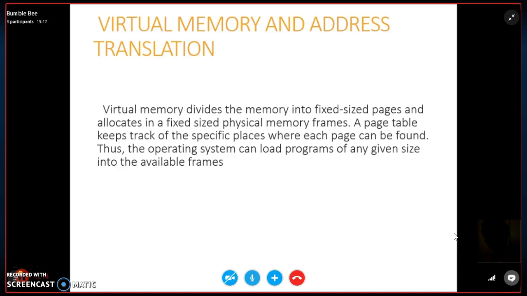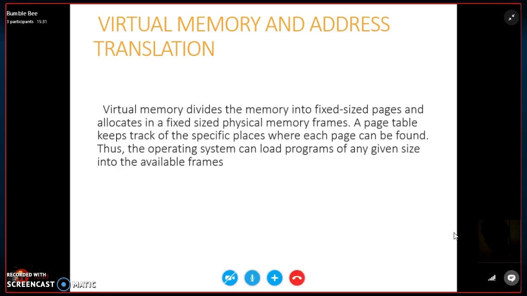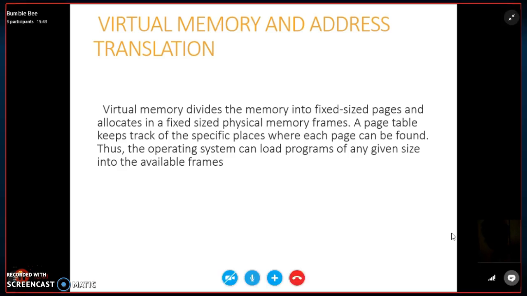Virtual memory and address translation. Virtual memory divides the memory into fixed sized pages and allocates them in fixed sized physical memory frames. A page table keeps track of the specific places where each page can be found. Thus, the operating system can load given programs of any size into the available frames.